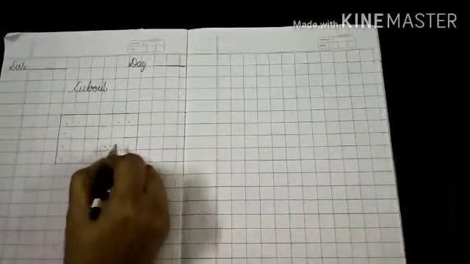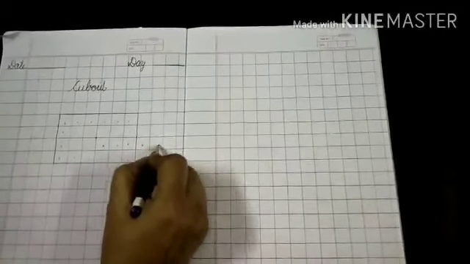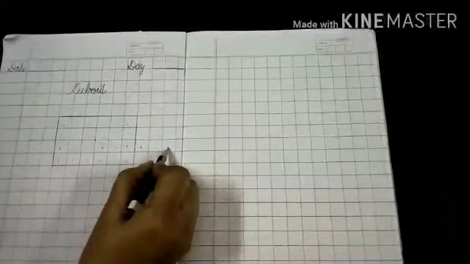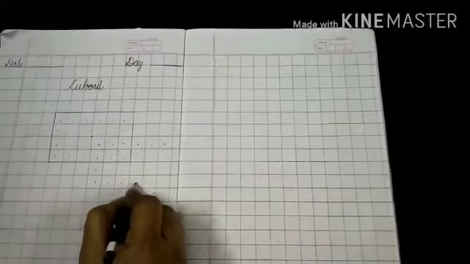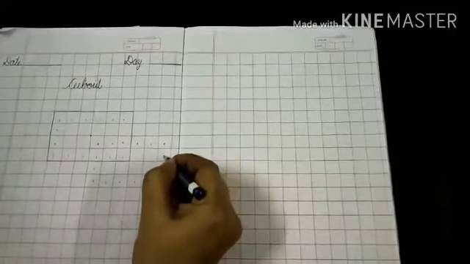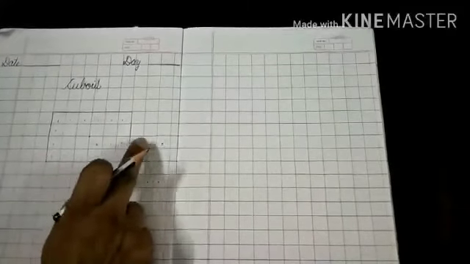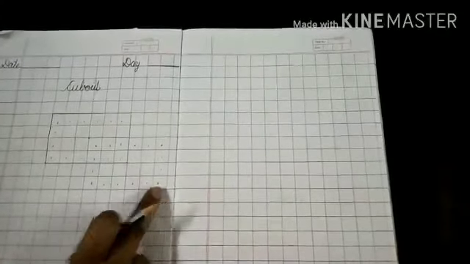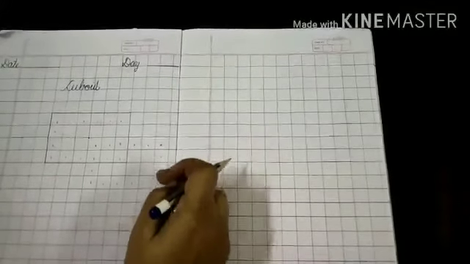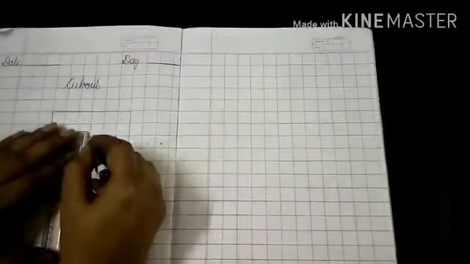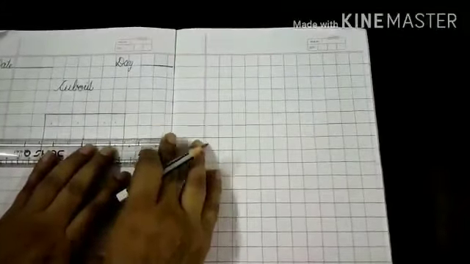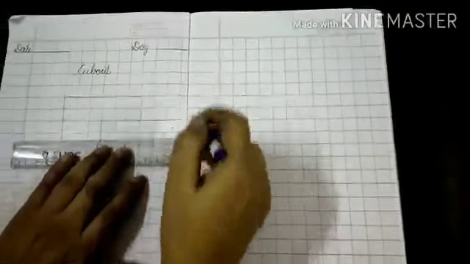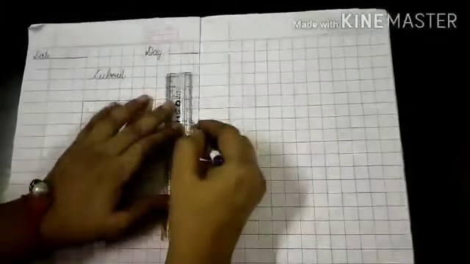Again we will draw 6 dots horizontally and 4 dots vertically. 6 dots horizontally and 4 dots vertically. Then we will join the lines by using a scale. Your work should be neat and clean. Like I am joining here.